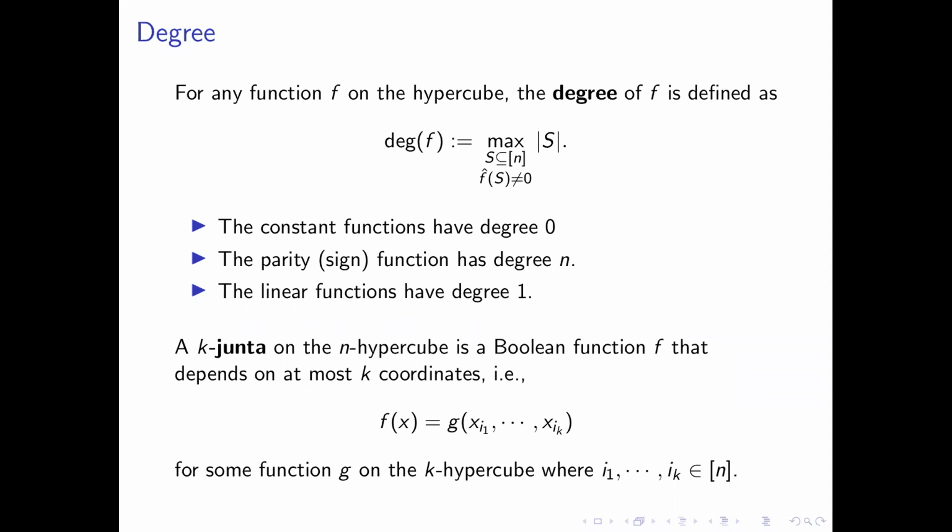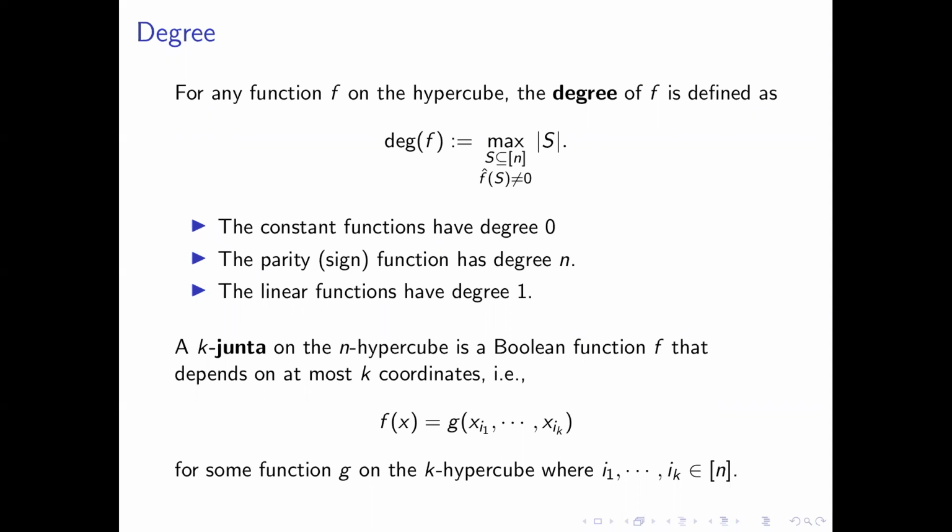The parity function has degree n, so that's the most complex, and linear functions will have degree 1. More generally, there's this notion of a k-junta. There's a colorful metaphor to describe these, but perhaps you'll understand why it's called a junta if we just carry on and read the definition. So it's a Boolean function f that depends on at most k coordinates.